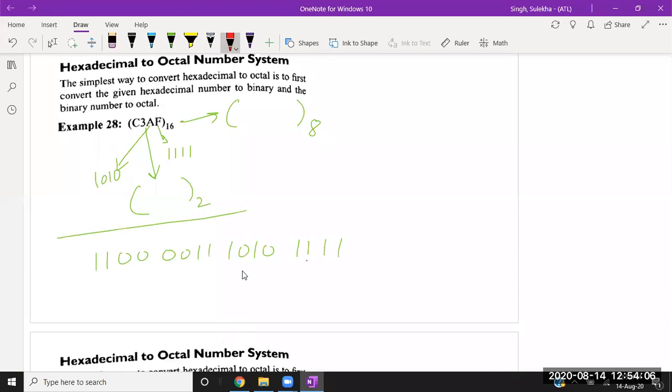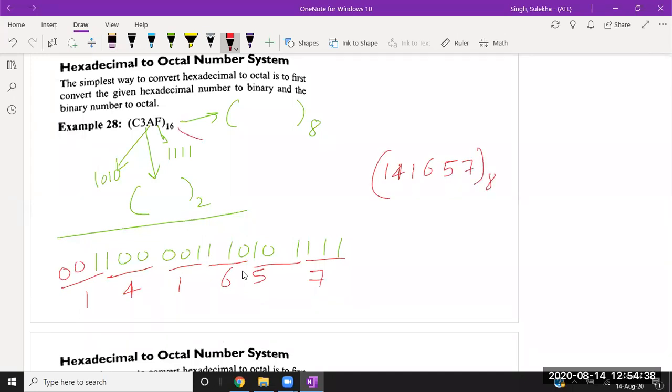You need to pair 3 for converting into base 8. So when you are making pairs of 3, you will end up with a single one. For making it a pair of 3, you need to add 2 extra 0, and when you convert it back into the octal number system, you will get 1 6 5 and 7. So you can write 1 4 1 6 5 5 7 and this is base 8. In this way, you can convert base 16 into base 8.